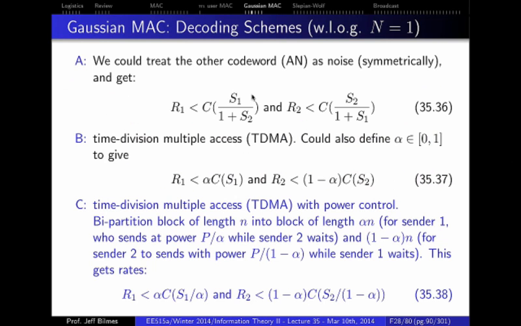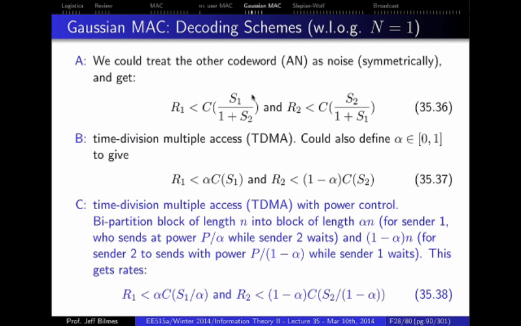This next one is an interesting one. This is TDMA with power control. So the idea is that if we do TDMA, we can still achieve the overall power constraint if we boost the power of the sender that's currently sending by something that's inversely proportional to its fraction of time. Because alpha times x1 divided by alpha plus 1 minus alpha times x2 divided by 1 minus alpha is still going to satisfy the power constraint.